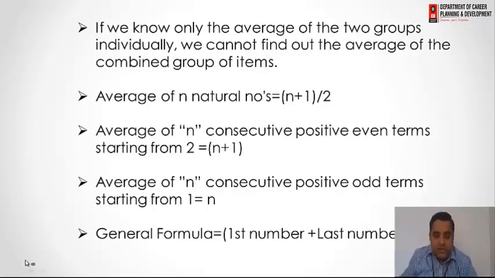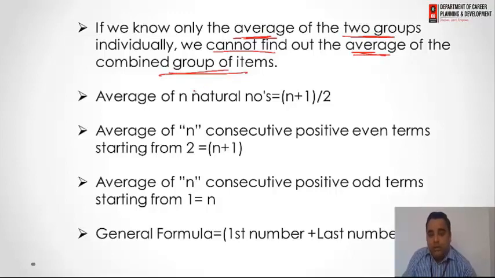Now as per the same rule of average, that is the sum of observations divided by the number of observations, we have different things. If we know only the average of two groups, we cannot find out the average of the combined groups of items. It is very important to know: if we know only the average of two groups individually, we cannot find out the average of the combined groups of items, because for that we need to know the number of items in each group. This is the first thing that we need to know.